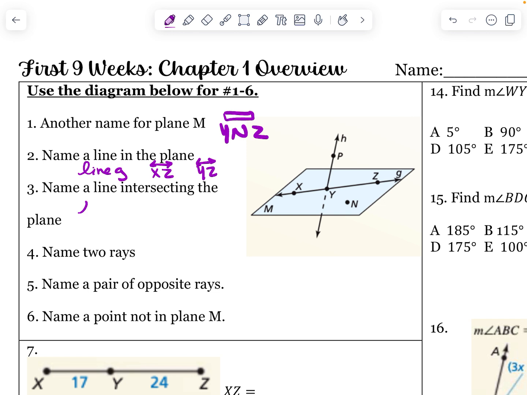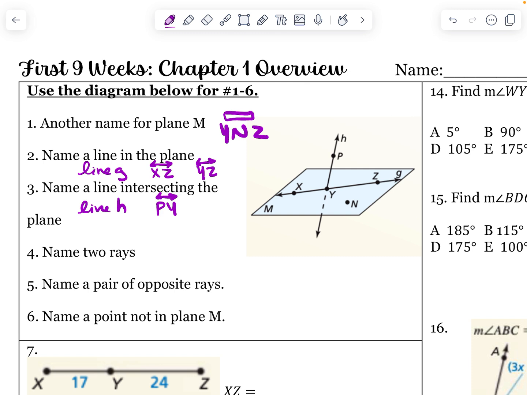Number 3, line H intersects the plane. It goes through the plane. That's what that dotted line means right there. So that could also be named PY. All different names for the same thing.